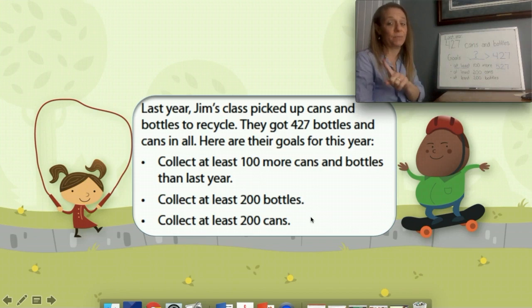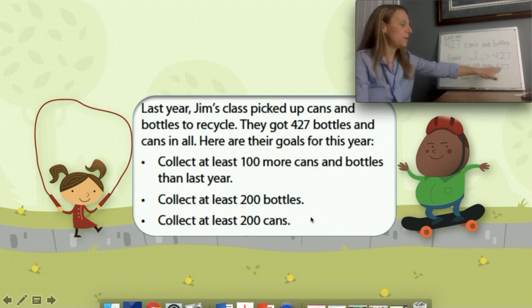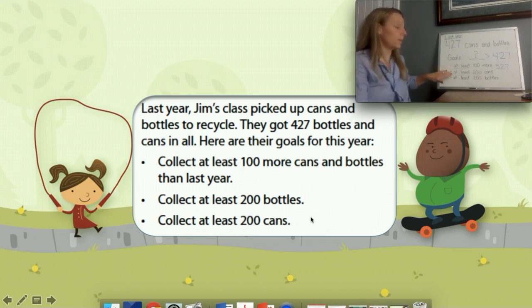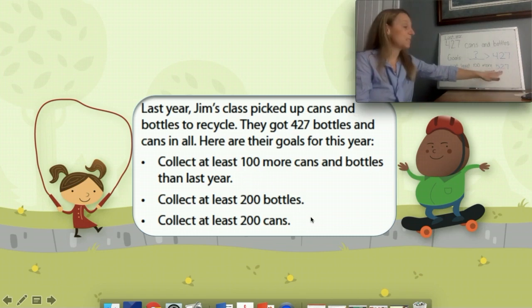Okay, there's one thing that we know. Can we just have 527 cans and no bottles? Let's go back and look at what our goals say. At least 200 cans and at least 200 bottles. So we know we have to have at least that many. So we can't just collect all cans. And Jim's class can't just collect all bottles. They have to collect at least 200 bottles and at least 200 cans.